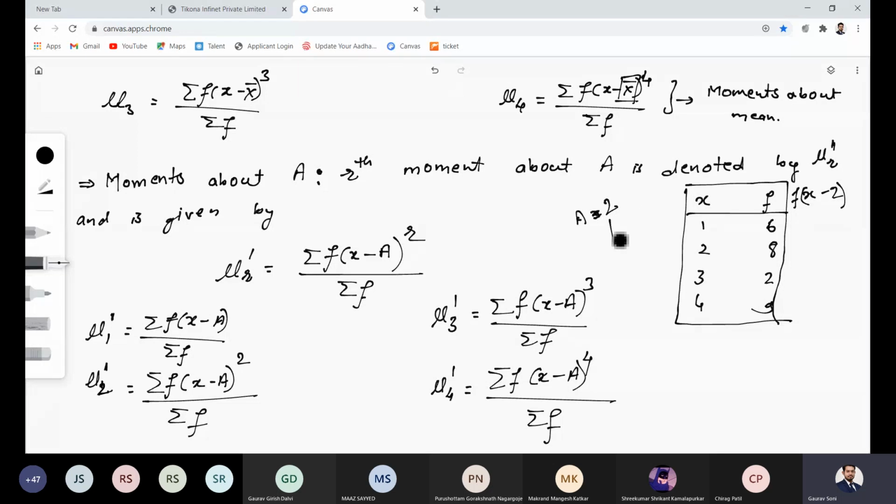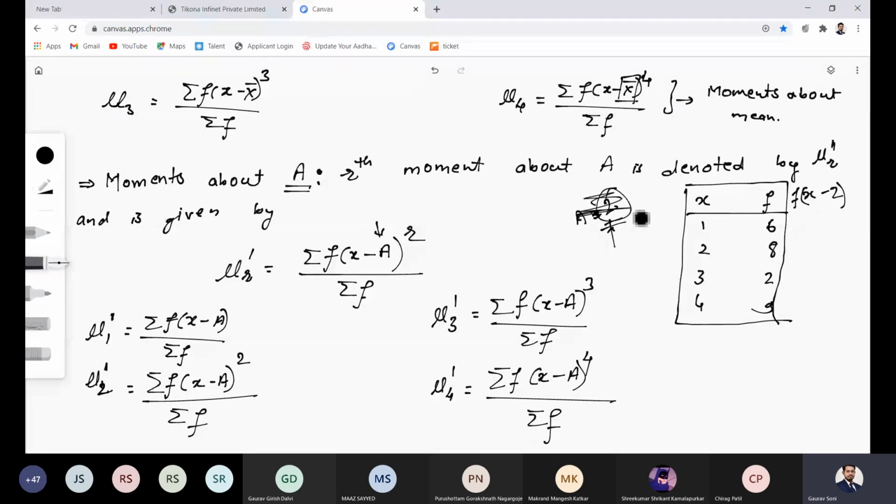Do I know that 2 is the mean? No, 2 is an arbitrary number. So when I'm doing these calculations with an arbitrary number a, those are moments about a. A is not a mean, so those moments are denoted by mu r dash, which is mu 1 dash, mu 2 dash, mu 3 dash, mu 4 dash.